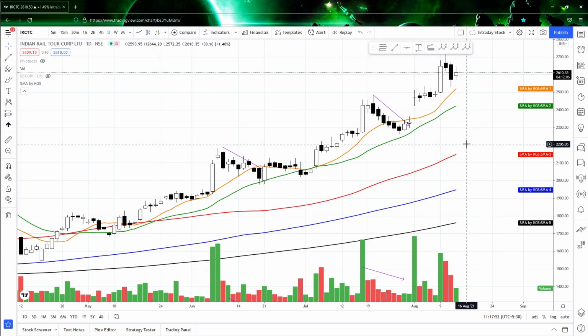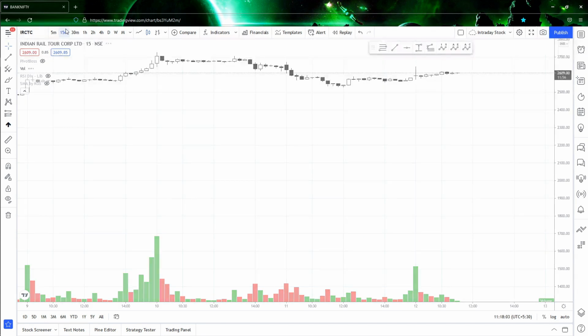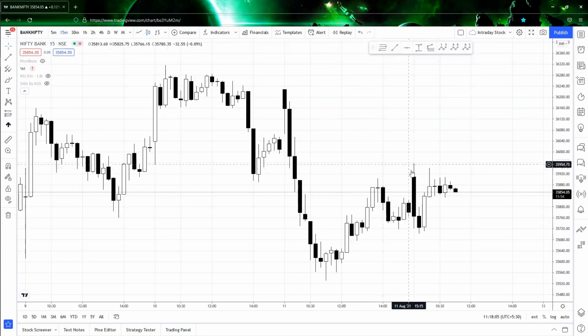Because 10 is an ultra bullish view. I don't want an ultra bullish view. I just want a bullish view. So if the price is above the 21 MA, then that is itself a bullish view. Clear? So now let us see what is happening with Nifty and Bank Nifty, and I'll close this video.